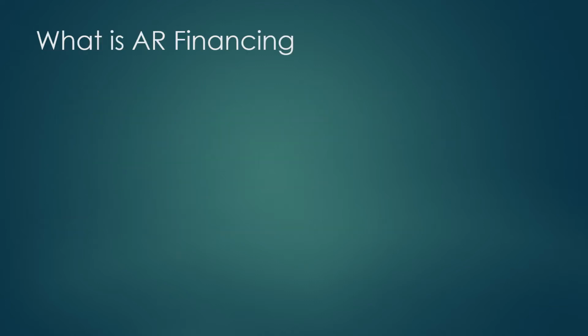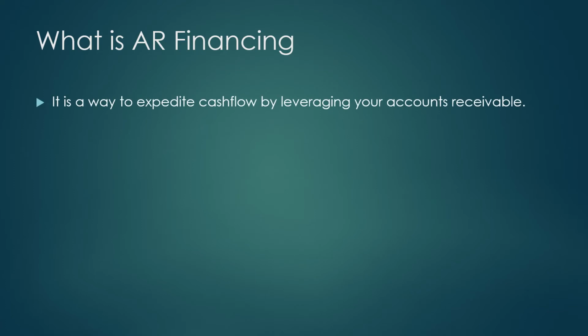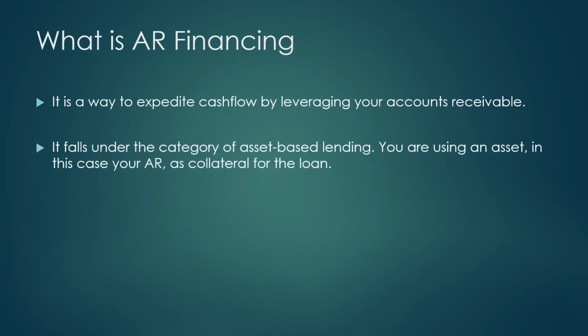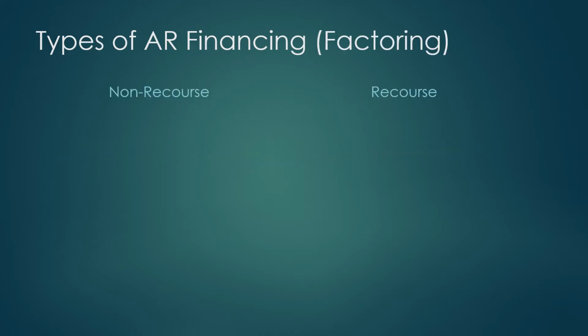So what is AR financing? Well, AR financing is a way to expedite cash flow by leveraging your accounts receivable. It falls under the category of asset-based lending because you're using an asset, in this case your AR, as collateral for the loan. There are two different types of AR financing, recourse and non-recourse.